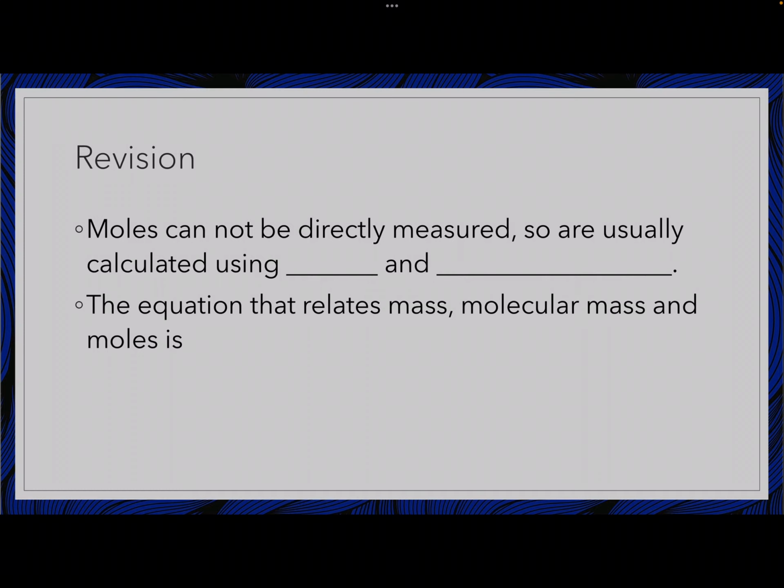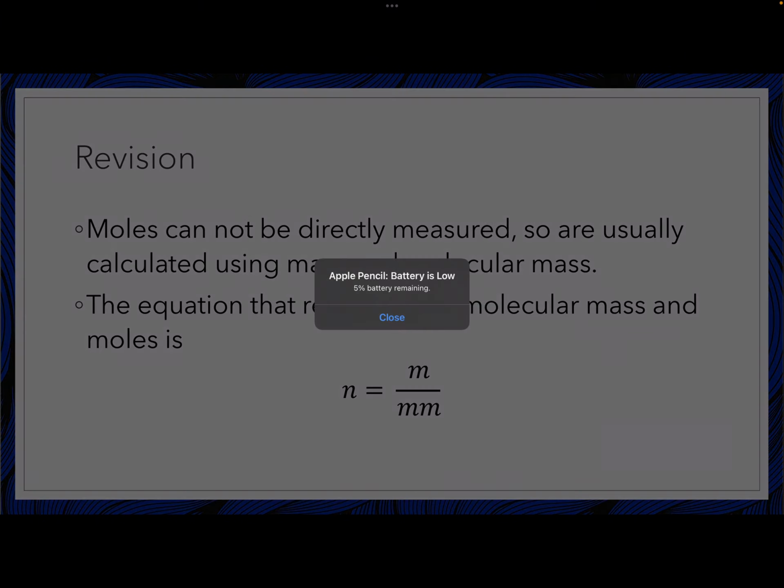So moles cannot be directly measured, so usually calculating using mass and molecular mass. The equation that relates them is n equals m over MM, where n is our number of moles, m is our mass, and MM is our molecular mass.